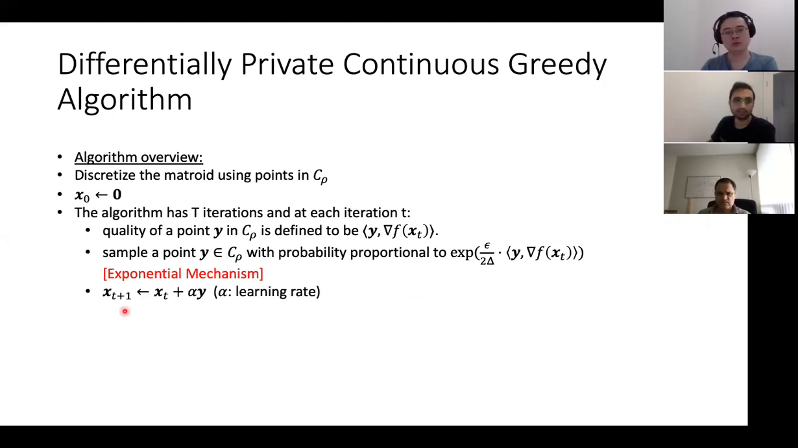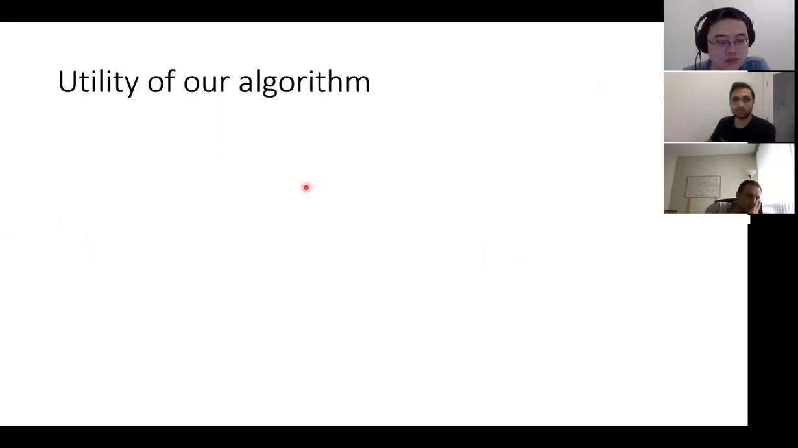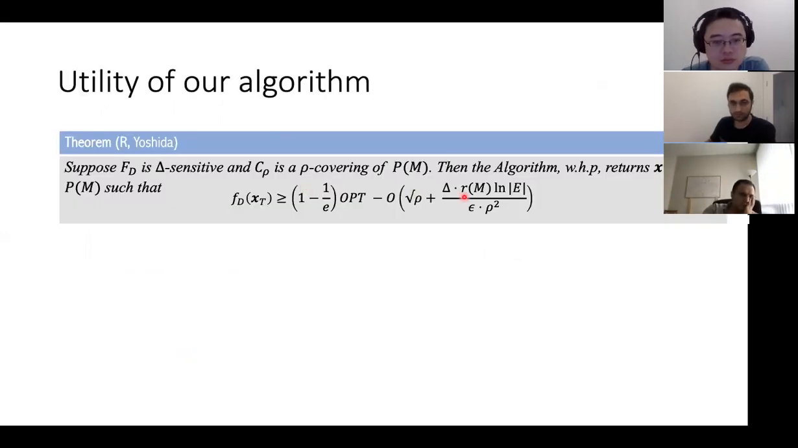And then we set x_{t+1} to be x_t plus alpha times y. So we take a step in the direction y, and the length of the step that we are taking is alpha. And alpha is the learning rate, right? And we return x_T after T iterations, right? So what is the utility of our algorithm? We can prove that if the function is delta sensitive, the quality of the output is 1 minus 1 over e times the optimal one, minus some additive error.